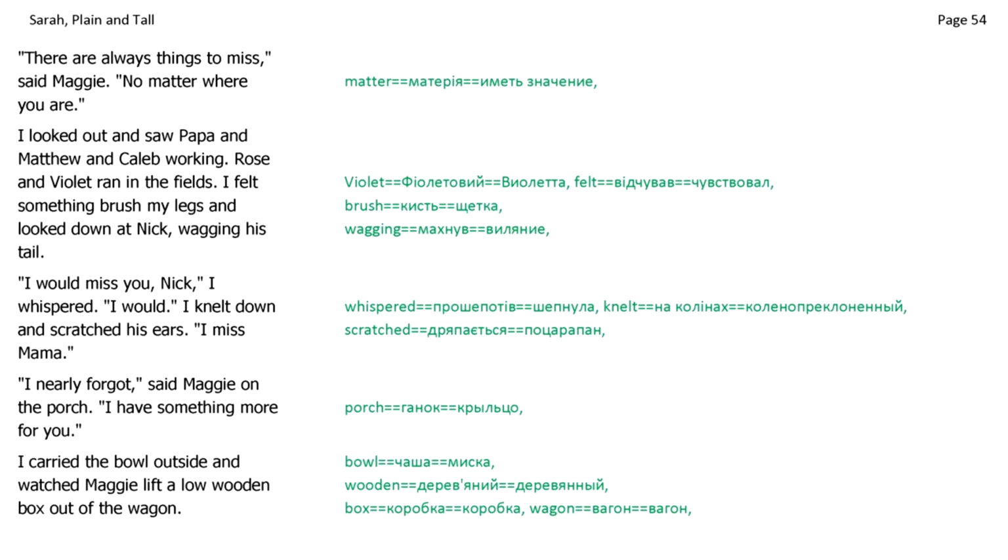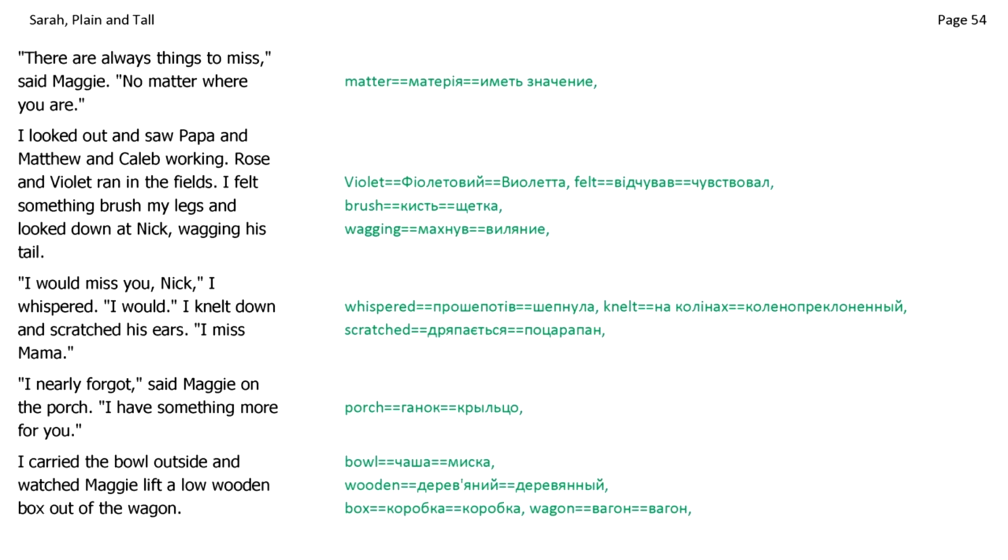I looked out and saw Papa and Matthew and Caleb working. Rose and Violet ran in the fields. I felt something brush my leg and looked down at Nick, wagging his tail. "I would miss you, Nick," I whispered. "I would." I knelt down and scratched his ears. "I miss Mama." "I nearly forgot," said Maggie on the porch. "I have something more for you."